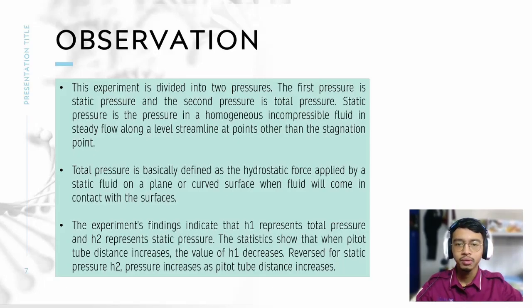The experiment's findings indicate that H1 represents total pressure and H2 represents static pressure. The statistics show that when the pitot tube distance increases, the value of H1 decreases. Reverse for static pressure, H2 increases as the pitot tube distance increases.